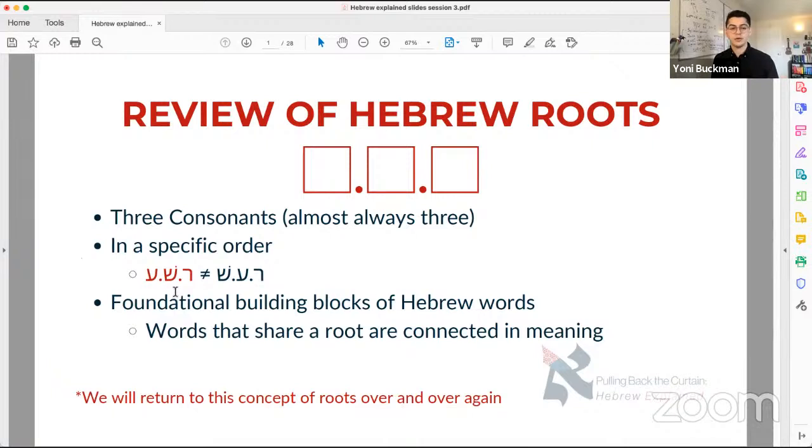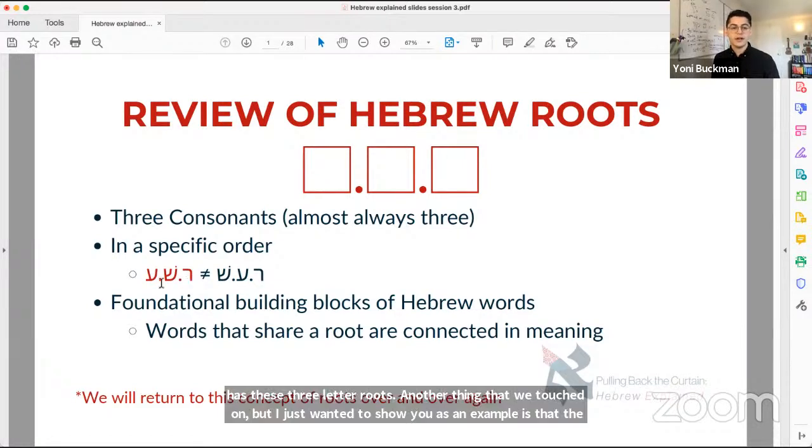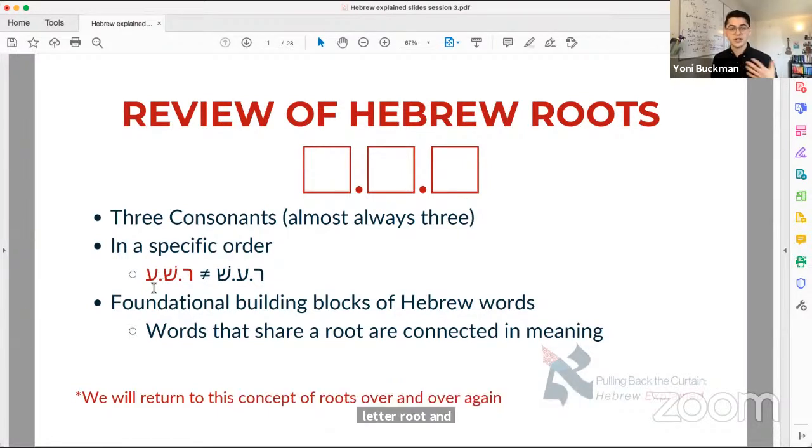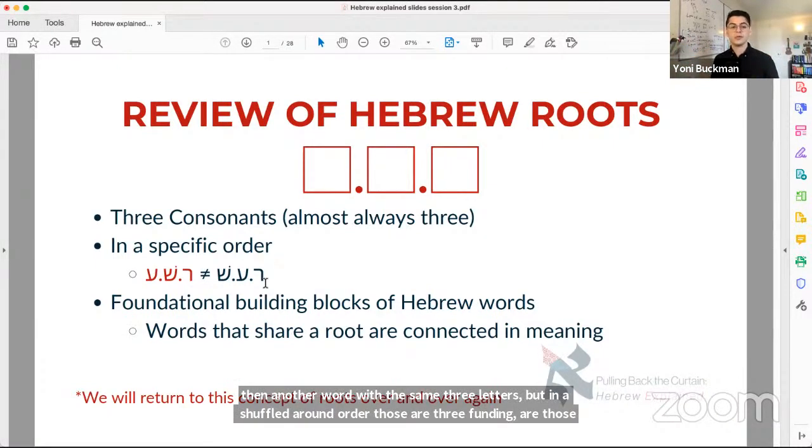So here I just gave you an example using the same 3 letters, the resh, shin, ayin, and here you have the word rasha, which means bad or evil, and the word ra'ash, which means noise, or it could also be like an earthquake or a weather event that's loud. So these 2 words have nothing to do with one another. They share the same 3 letters, but because they're in a different order, they mean fundamentally different things.